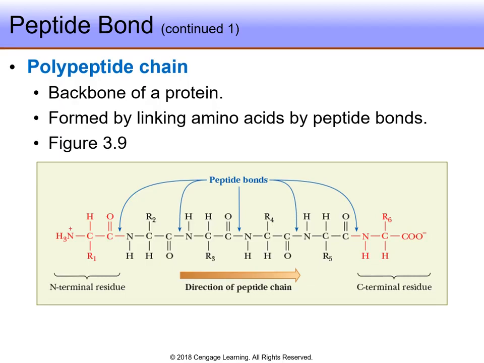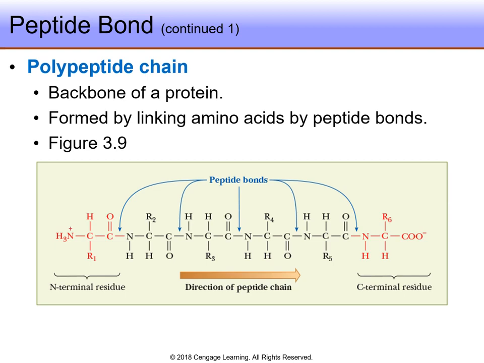Now, this is the direction of the peptide chain. It is from the N terminal to the C terminal residue. So this is, for example, called a hexapeptide, containing 6 amino acids with 5 peptide bonds. It has an N terminal end and a C terminal end, and the direction is always from N to C.